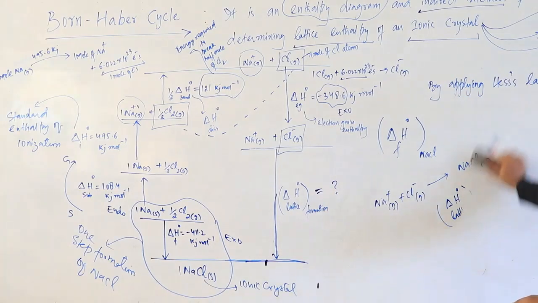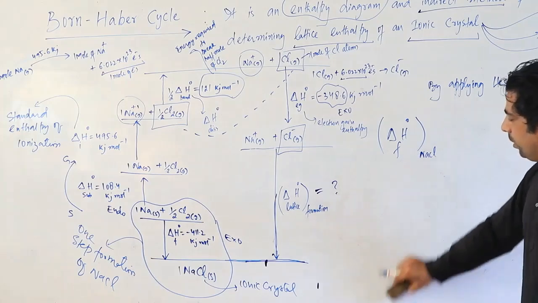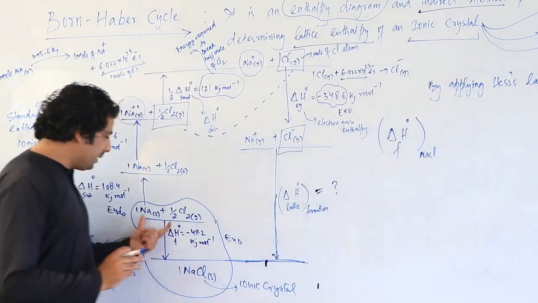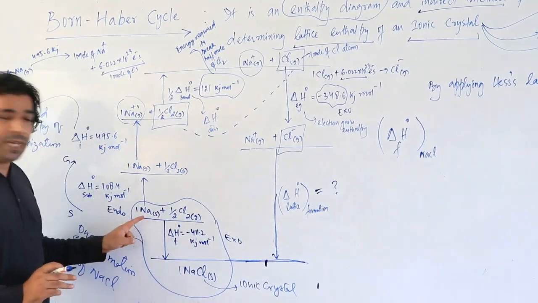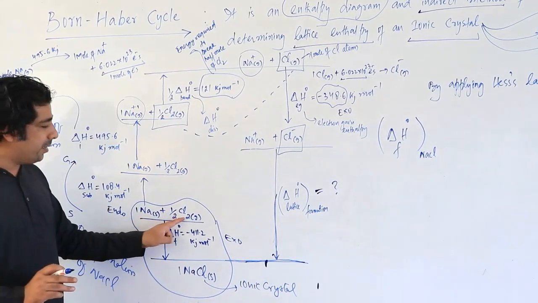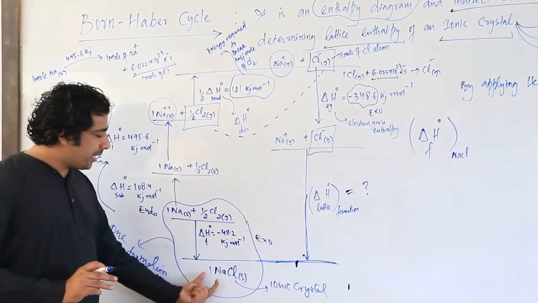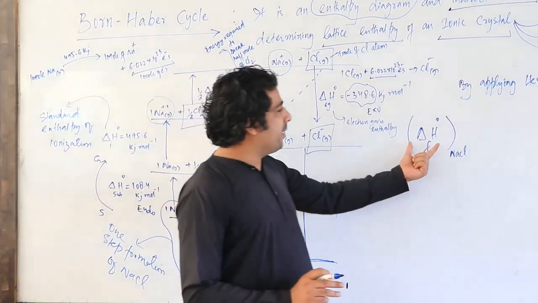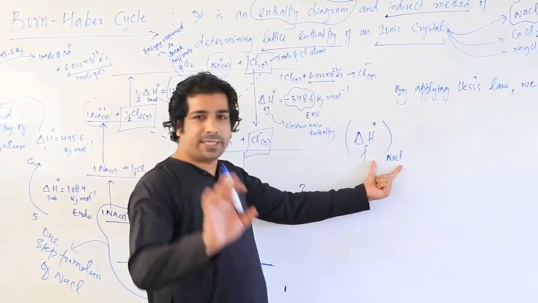So let me remove this here. Let me repeat this a little bit, my dear friends. Let us see the one-step formation of NaCl. We combine Na and half mole of Cl2, and we get NaCl solid in just one step. That is called the standard enthalpy of formation of NaCl, in just one step.